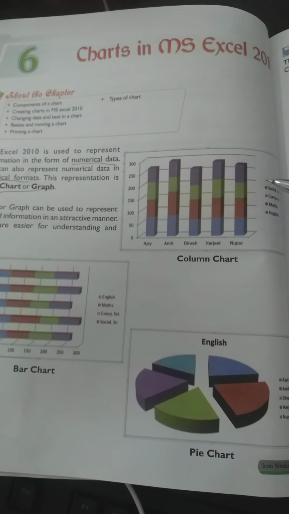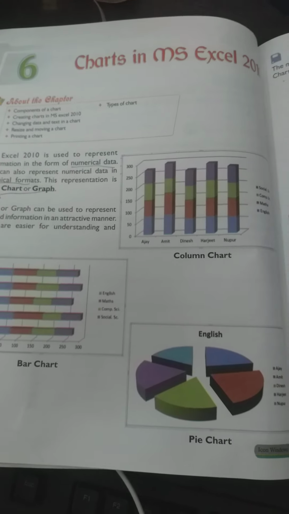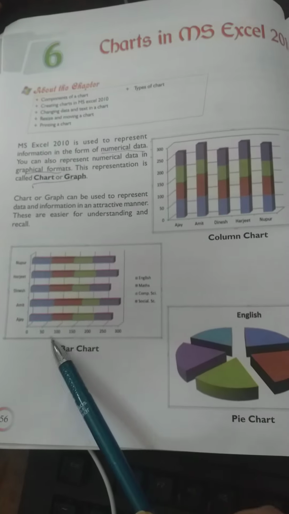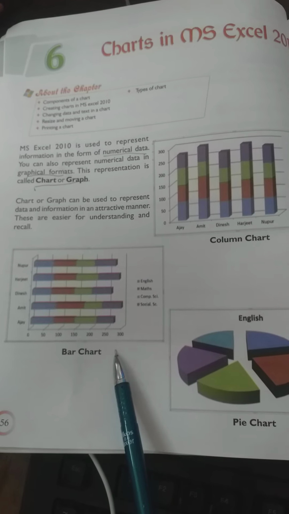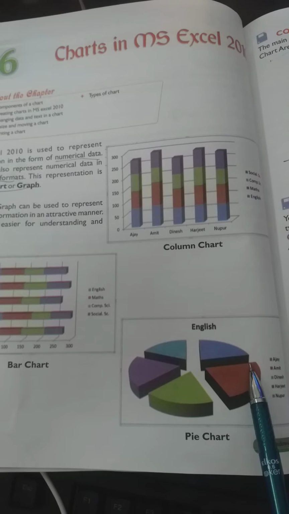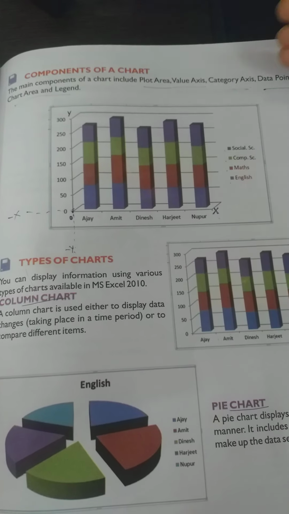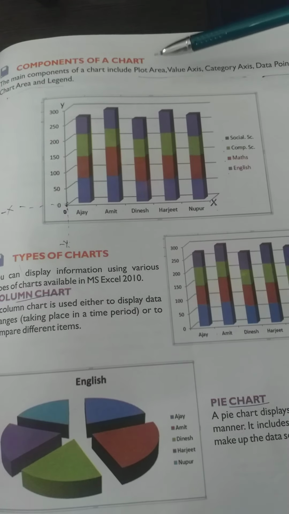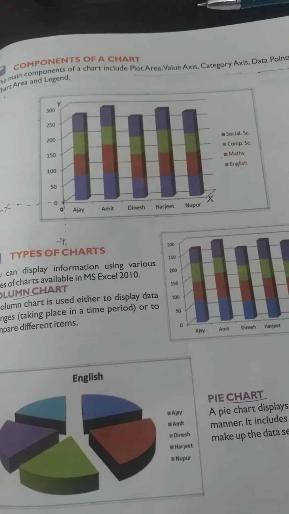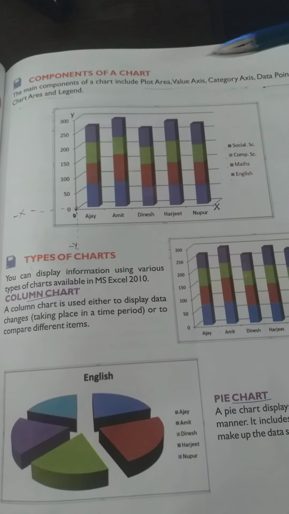The vertical layouts are called column charts, the horizontal layouts are called bar charts, and the circular variants are called pie charts. Then our first topic is components of a chart. The main components of a chart include plot area, value axis, category axis, data points, chart area and legend.